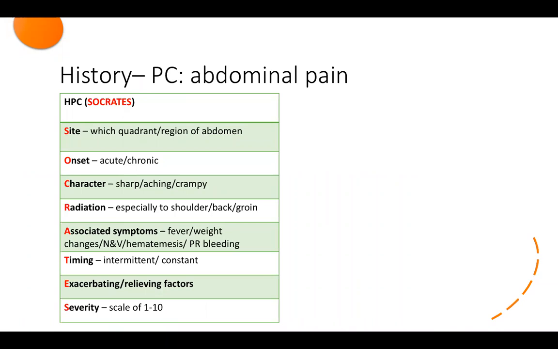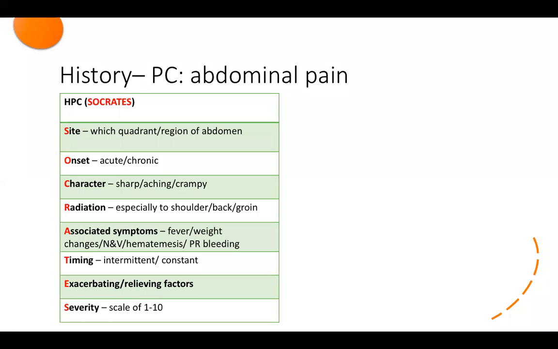That's what you'll use to get a bit more history about the pain. So you start with site. Which quadrant or region of the abdomen is the pain in? Is it acute or chronic? The character of the pain, is it sharp? Is it more crampy? Does the pain radiate anywhere? If you're thinking of GI pathology, you want to know if it's radiating particularly to the shoulders, the back, or the groin.